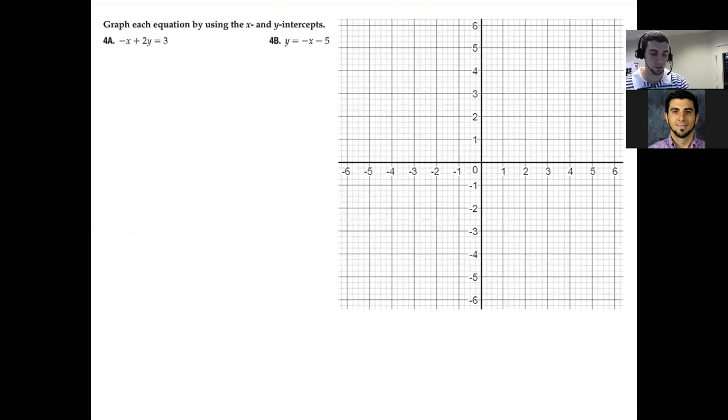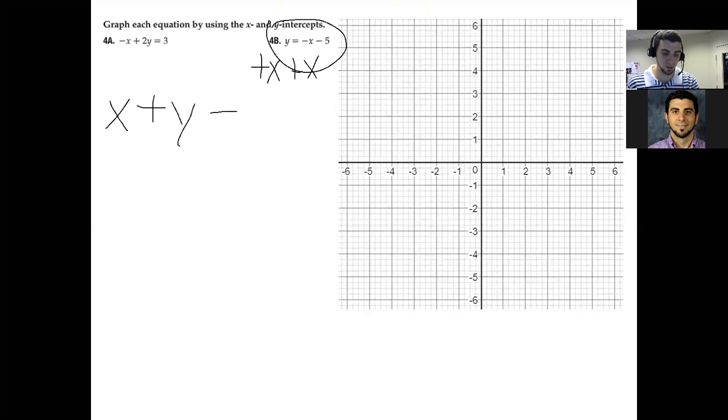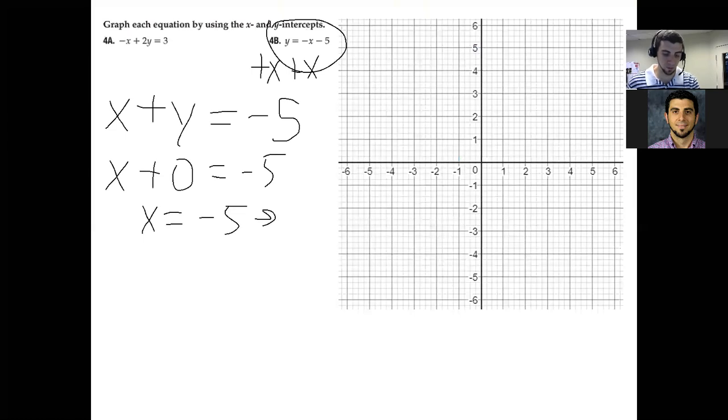Now this one, I will say that the equation is not in standard form. It's not ax plus by equals c. So what we could do is first add x to both sides to get it in standard form: x plus y equals negative 5. Now to get the x-intercept, substitute 0 for y, and you get x equals negative 5. So that's the point (-5, 0) right there.